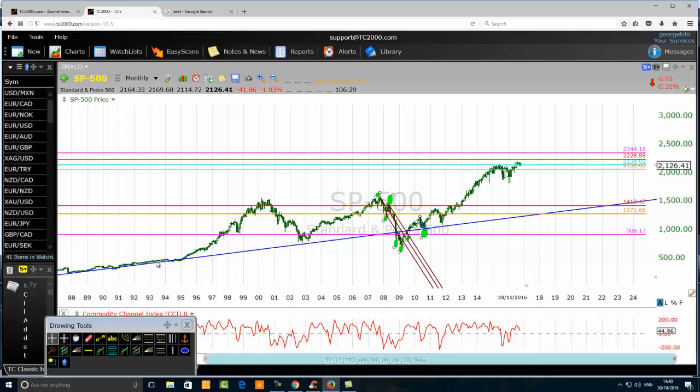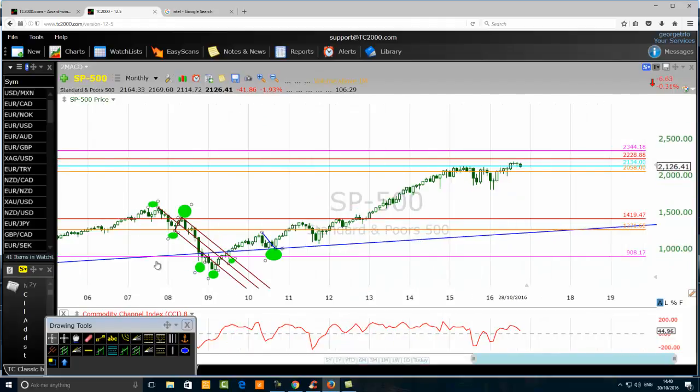There is a resistance that professionals and investors are watching for the market itself. That level is 222.88. That's the red line on my chart, 222.88.